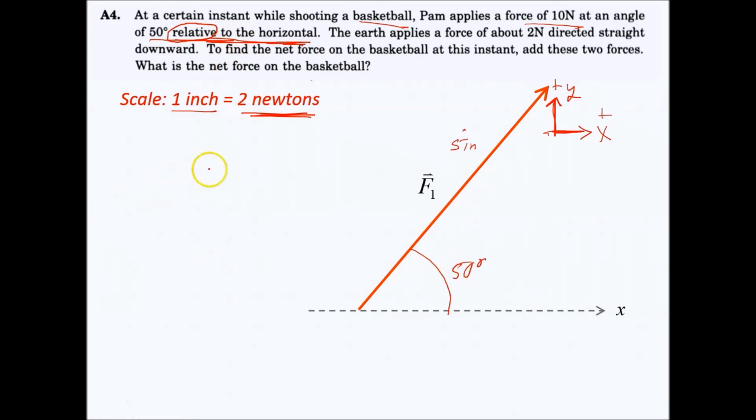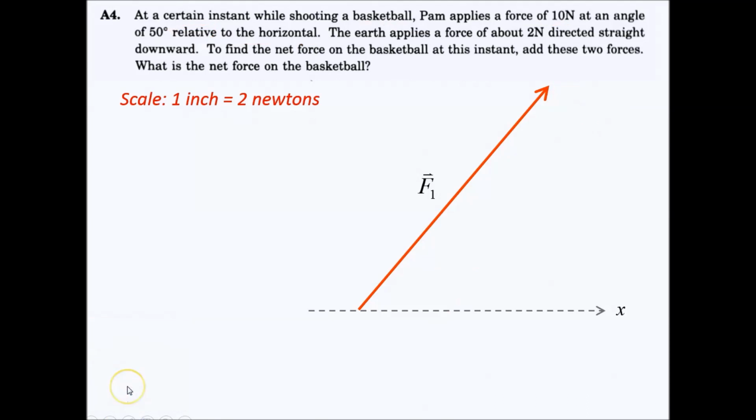Okay, now we're ready to take the second force and add it. Put its tail to the tip of this one. So actually, my coordinate axis is going to get in the way, so I'm actually going to erase everything I've done here. I can do that. Erase. Okay, so now we got that out of the way. Now comes gravity. It's straight down and it's going to be 2 newtons, so it should be 1 inch long. That's 1 inch.